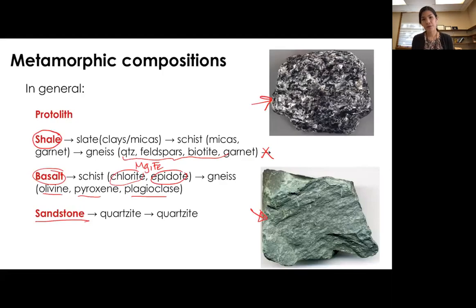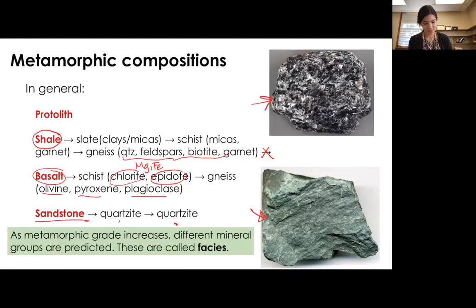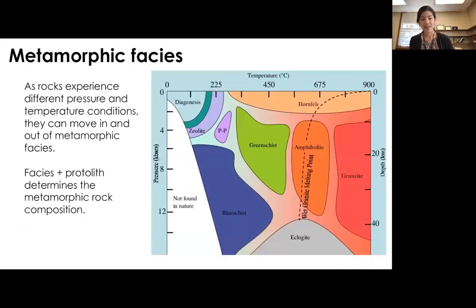If a sandstone metamorphoses, well, it's mostly made of quartz, so it's going to turn into a quartzite, which under increasing pressures and temperatures will remain a quartzite. So what we've seen here are clues of how different mineral groups can be predicted from the pressure and temperature conditions and from the protolith. So as the metamorphic grade increases, different mineral groups are predicted to occur, and we call these different mineral groups facies. And that leads us to the metamorphic facies diagram.